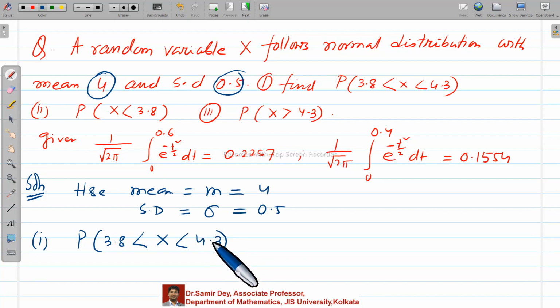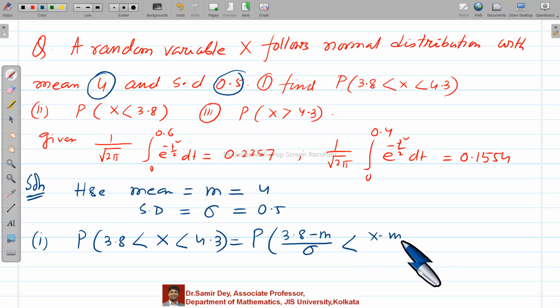Okay, now you need to use one transformation. How to do that is very easy. Probability, 3.8 minus m by sigma less than x minus m by sigma less than 4.3 minus m by sigma. Clear? So everywhere you have to subtract m and divide by sigma. Okay, now we are going to find the solution of it.